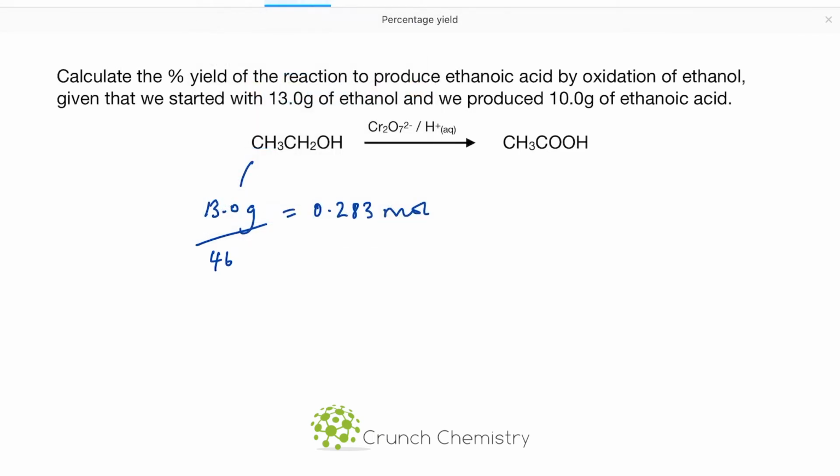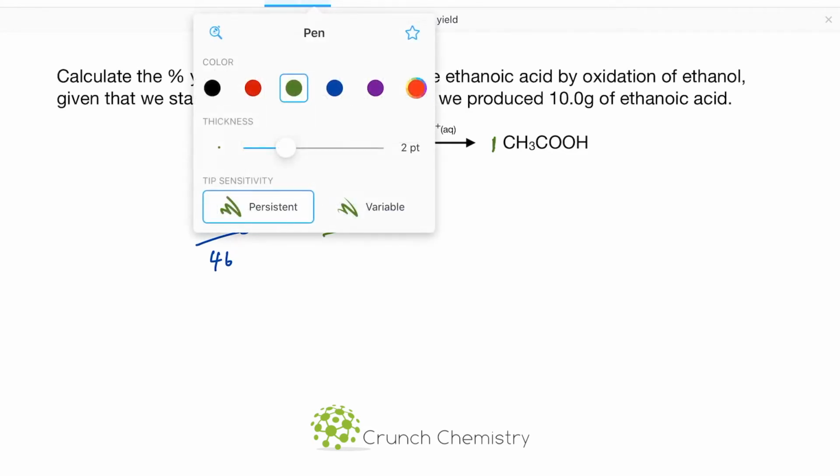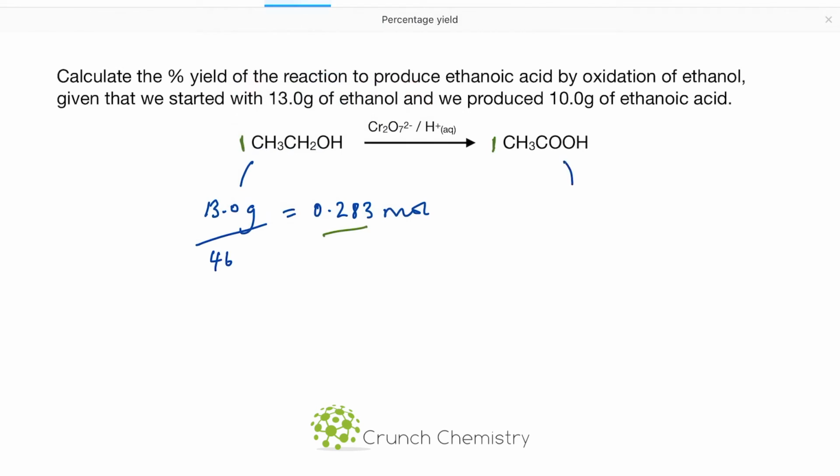Now, this is a balanced equation. I know it looks a little unusual because it's an oxidation reaction, but bear with me. We can see here that 1 mole of ethanol produces 1 mole of ethanoic acid. I didn't start with 1 mole of ethanol, I started with 0.283. So theoretically, I should produce 0.283 moles of the ethanoic acid.